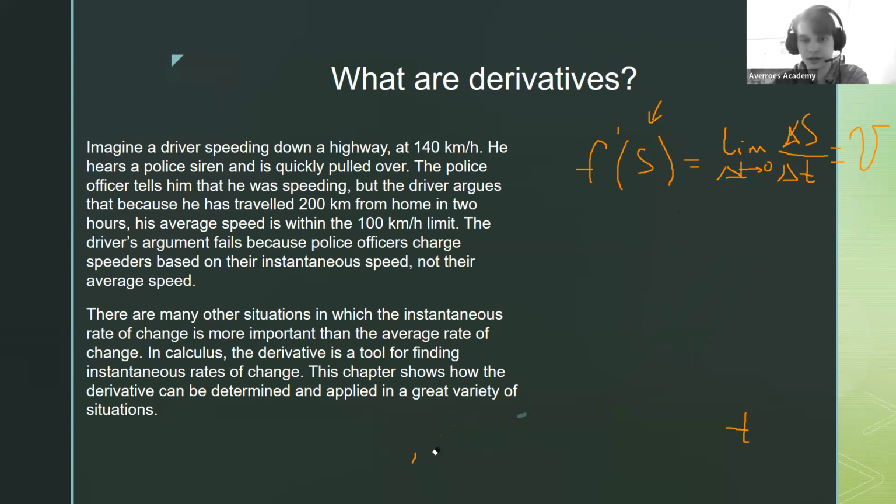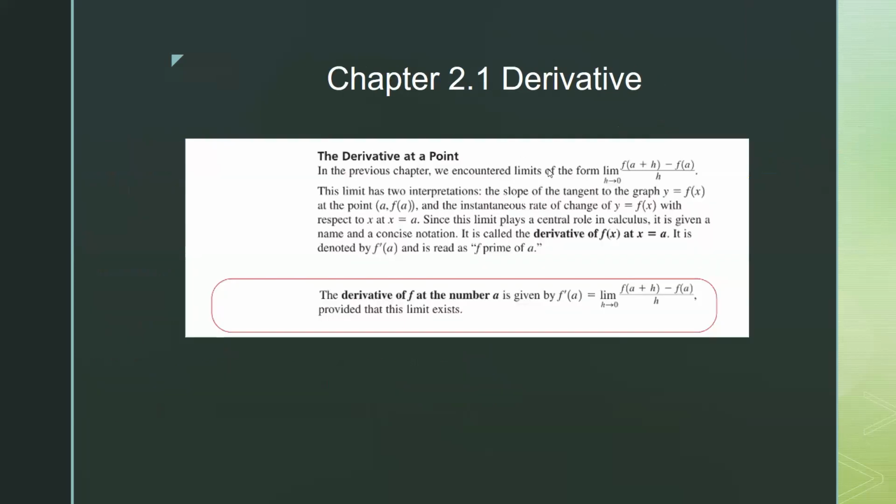Here, we're going to move on. Did you write this down? Yeah. Perfect. Take a look at the definition that is given in the book. Take a moment to read this.